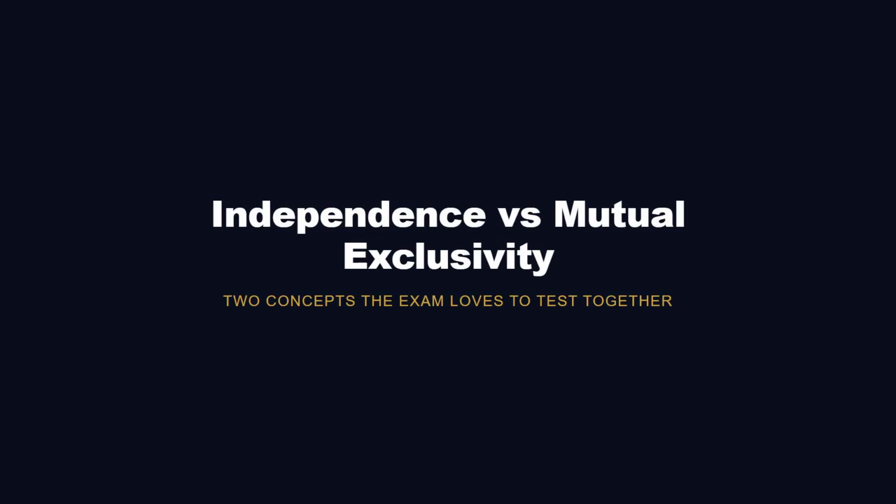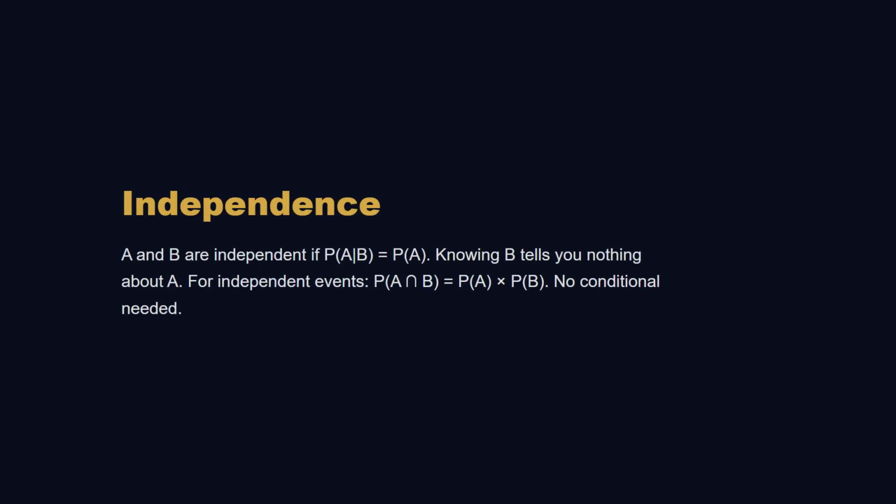Part 3. Independence and mutual exclusivity. Two concepts the exam loves to test together. Two events are independent if knowing one tells you nothing about the other. Formally, A and B are independent if P of A given B equals P of A. Learning that B happened does not change the probability of A.